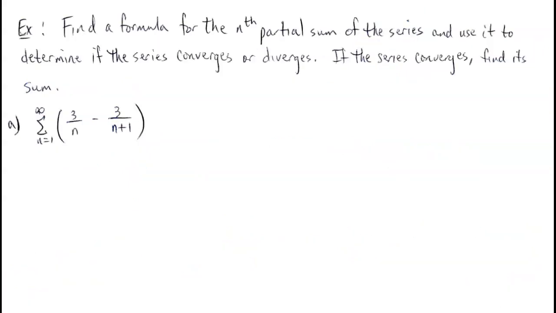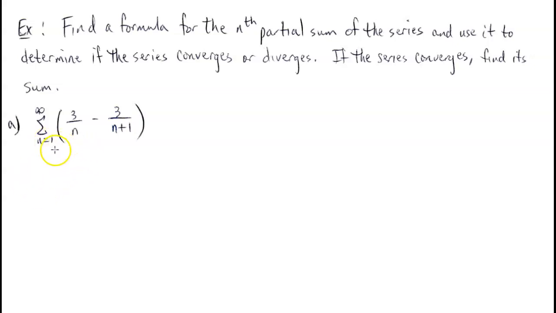So for our next example here, we want to find a formula for the nth partial sum of this particular series that we're given and use it to determine if the series is going to converge or diverge. If the series actually does converge, we want to find its sum. So before we get started, we want to get an overall view of what it is that we're going to be doing and why.